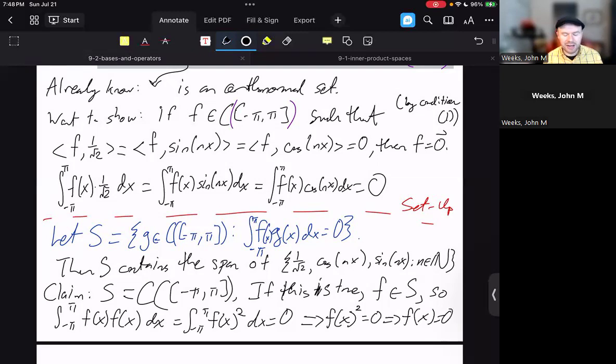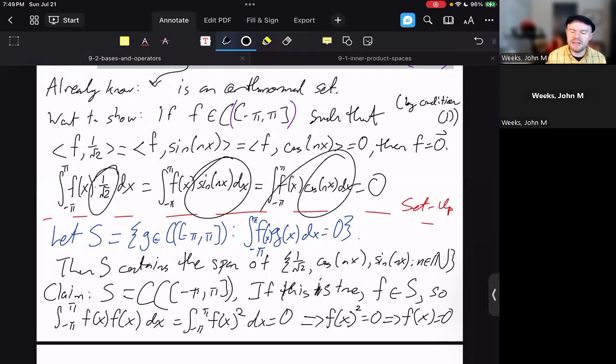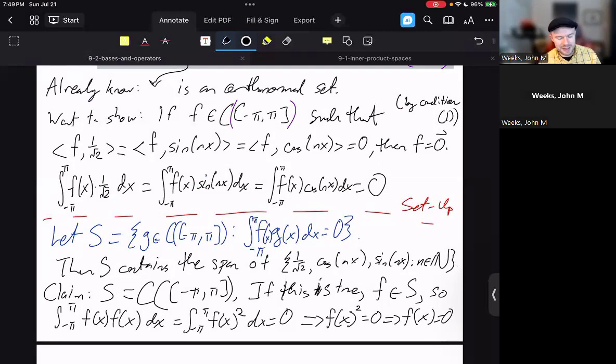So that's going to be our claim, that this set S, which is all of the functions in the continuous functions from negative pi to pi that integrate against f to give 0, is the entire space. Now, that seems like a ludicrous claim. Again, it seems hard because you only have functions of these forms to start with. You also happen to have the span of all things inside of there, but that seems to still be a little bit tricky.